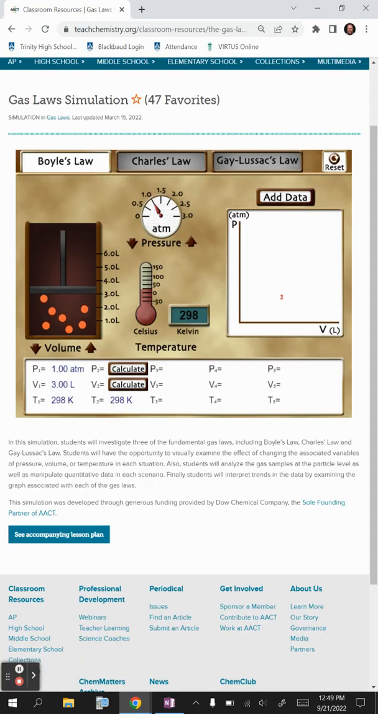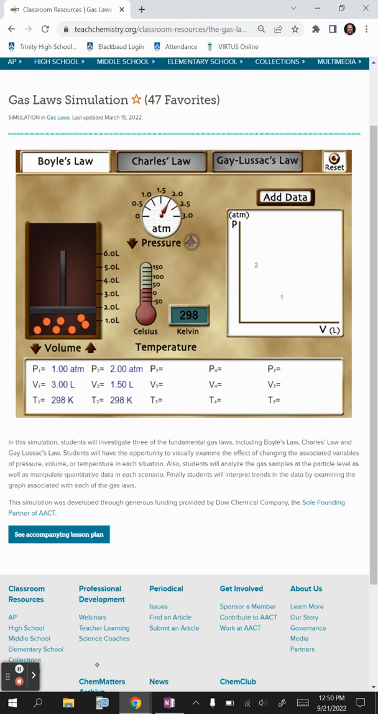All right, so you can actually do this under Boyle's law by changing your pressure. You can raise it, lower it, using the arrows. So if I need 1.5 atmospheres, I'll click calculate and it'll tell me the answer was 2 liters. If I need to go to 2 atmospheres, I raised it up and it calculated it for me at 1.5.